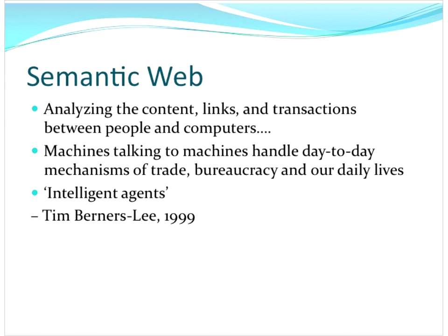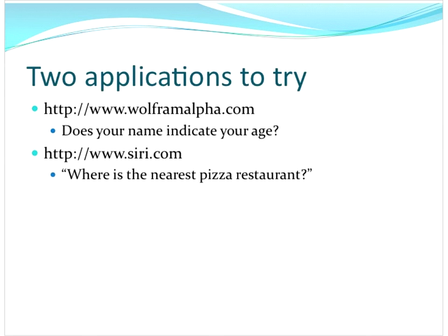So let me have you interact with one application so you can see what semantic web is really all about. This is an application called Wolfram Alpha. Has anyone here worked with that before? I'll type the URL in just a sec. So let's see if you can figure out if your name indicates your age. There's a search box here. If you click on that link, in the search box you could type proper name and then your name. Let me type out that search.